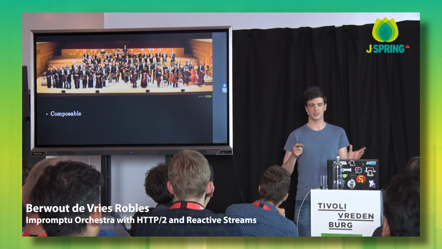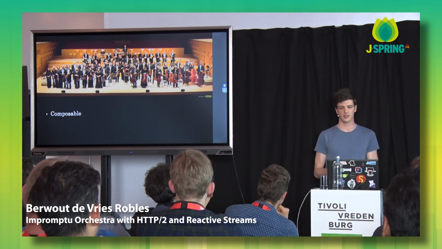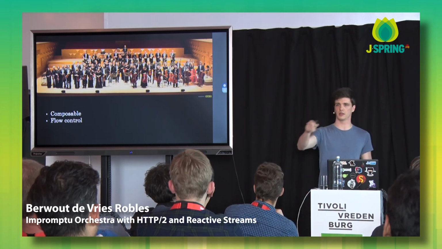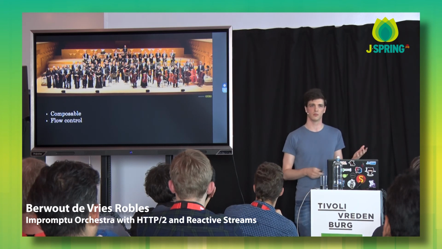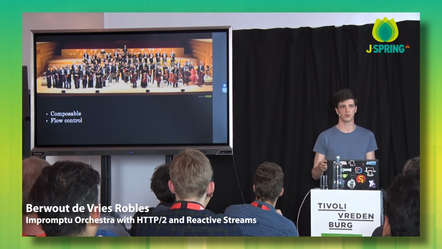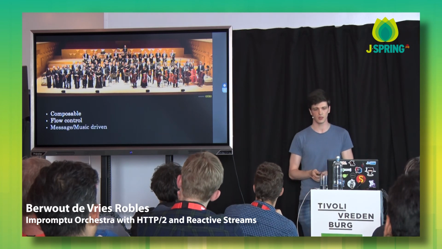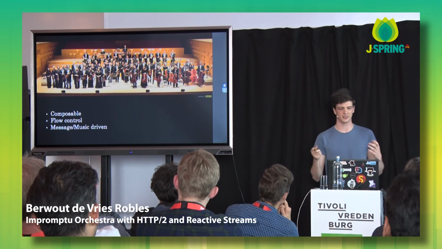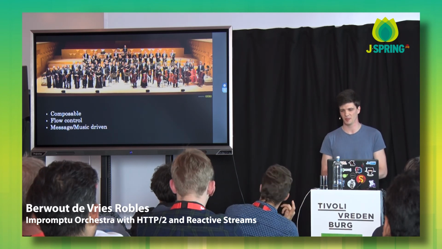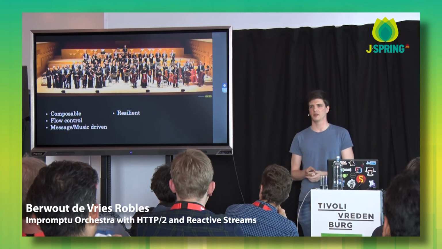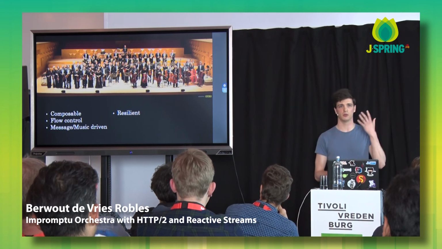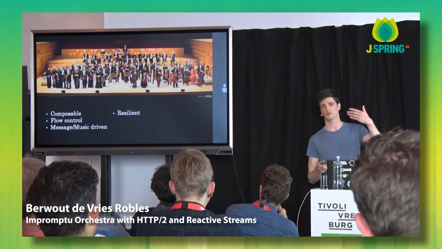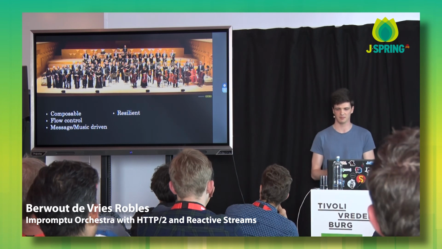So we can basically take different flows of music and compose them together. We have some sort of flow control. We have the director that can wave a stick, or the musicians can decide to go faster or slower based on the notes they're reading. We have message-driven, well, music-driven in this case. It's kind of a concession, but it's close enough. It's resilient. If an orchestra member has a bloody nose or stops playing, you're barely going to notice, at least if there's more than one of them, basically.